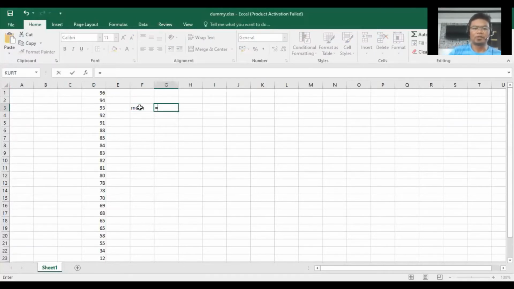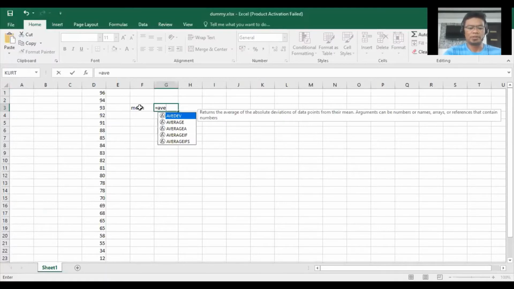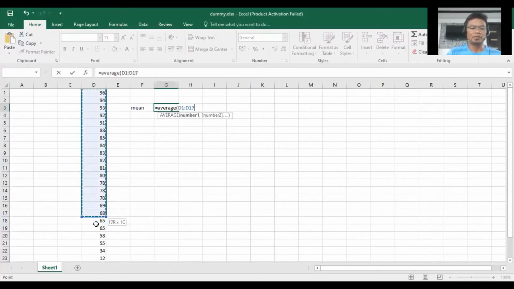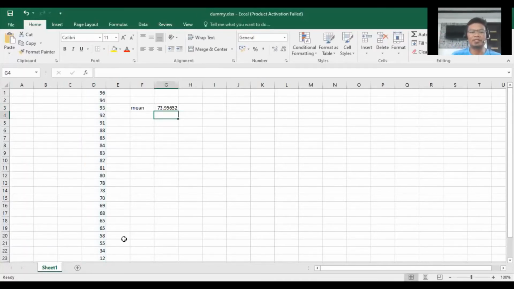Okay, equals, let us encode AVERAGE. Take note that the other term for mean is average. Open parenthesis, and we drag our cursor from D1 down to D23. Close parenthesis, and there we have our mean. It's 73.95. The mean can be computed by getting the sum of all these measurements divided by the number of measurements. Okay, we just get the sum of all these measures or data divided by the number of data.